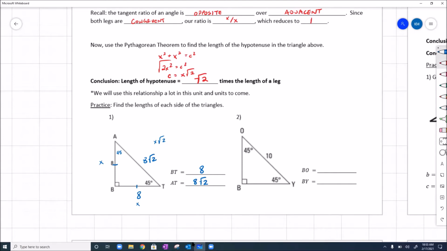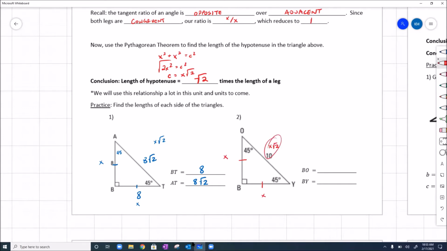Okay, number 2, this is a little bit more challenging, asking us to find BO and BY. This is a 45, 45, 90 triangle, and so we can help ourselves out and give our ratios like, okay, this has to be x, this has to be x, this has to be x radical 2. But now we're going from knowing the hypotenuse to finding out what the legs are. And even though it takes more algebra, the setup is pretty much the same.